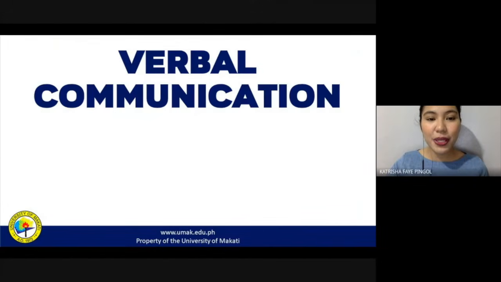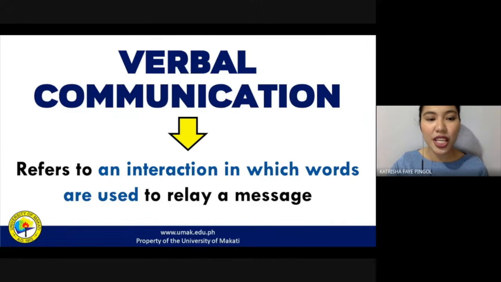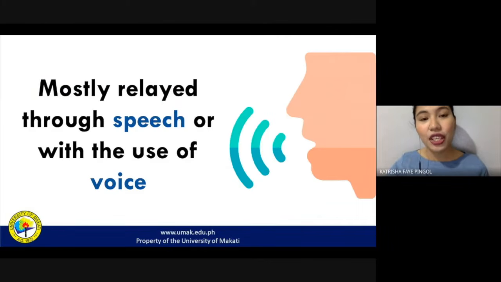So what is verbal communication? When we say verbal communication, it simply refers to an interaction in which words are used to relay a message. So basically, when we say verbal, it means that we are using our voice. We are using our oral facilities to deliver the words, the information that we want to relay to our receivers or listeners. Like what I have mentioned earlier, it is mostly relayed through speech or with the use of your voice.